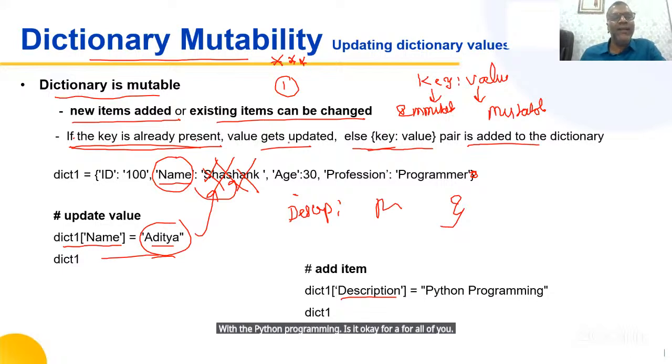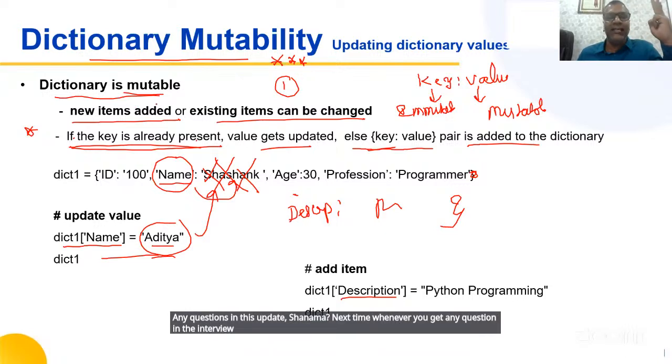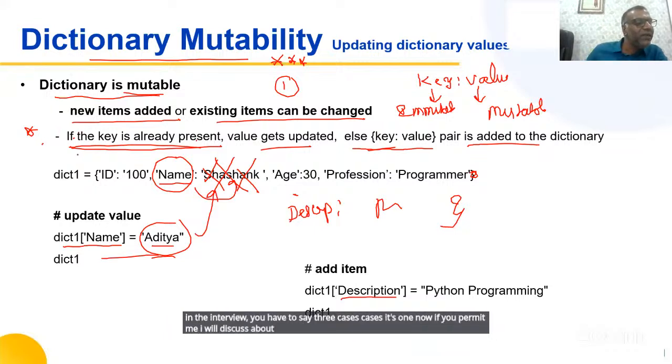I will wait for one minute. Any questions on this point, on this updation? Whenever you get any question on dictionary in the interview, you have to say three cases. The first case is this one. Now, if you permit me, I will discuss the second case.